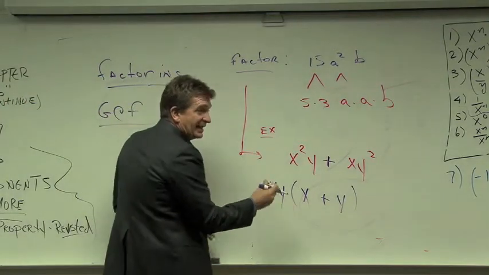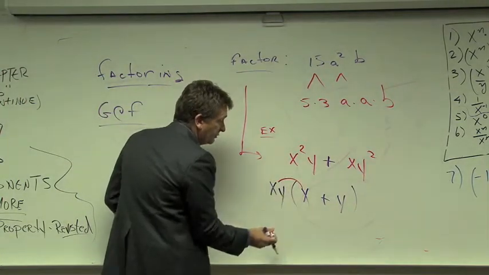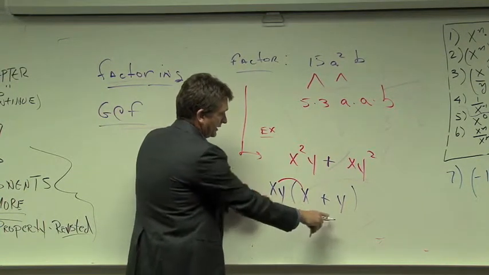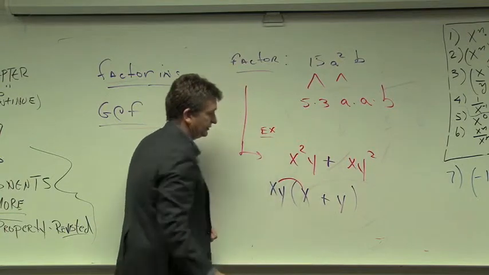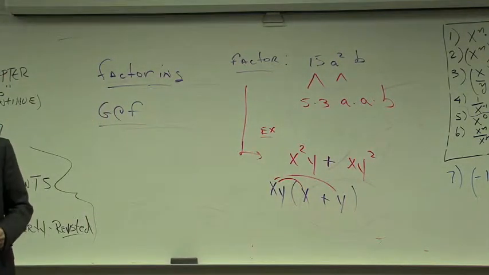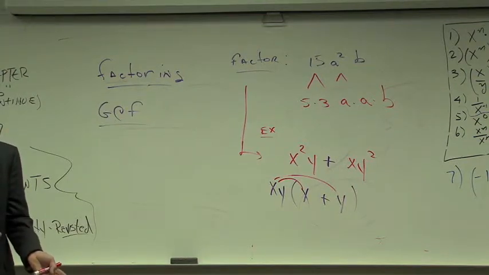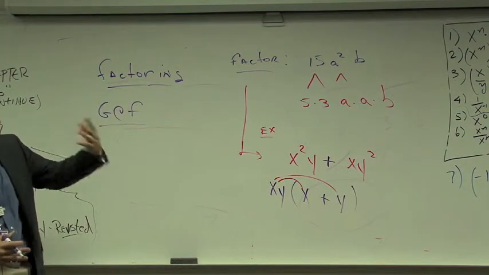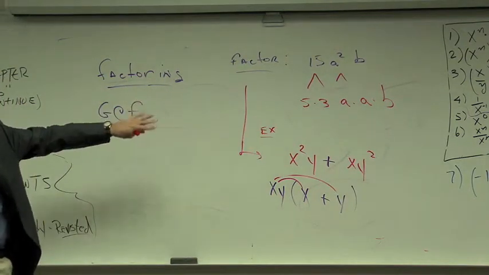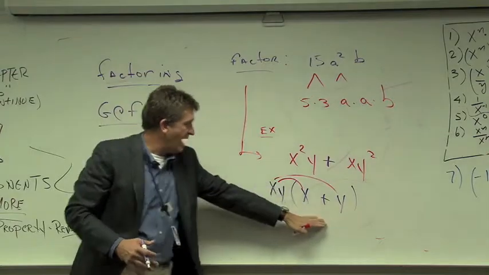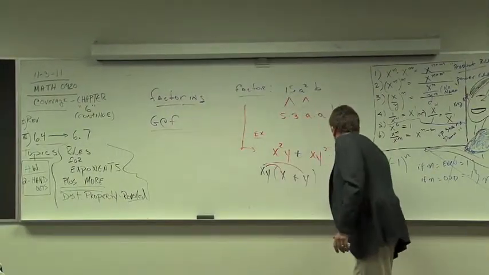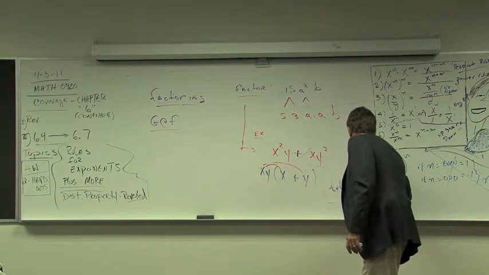So if I distribute back in, I should get the same answer. So if I distribute back in, I get x squared y. I get x squared and a y. And in here I get a y squared and an x. So by distribution, which is the opposite of factoring, by the way, the opposite of the distributive property is something called factoring. Okay? So this is properly factored, or fully factored, I should say.